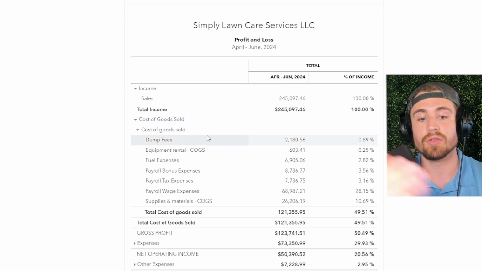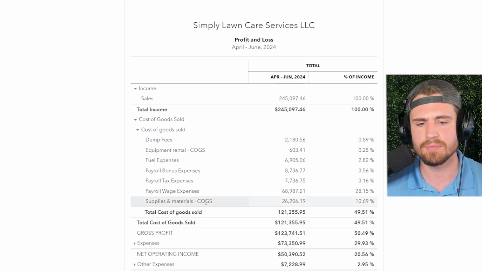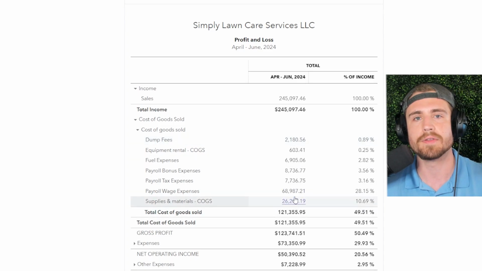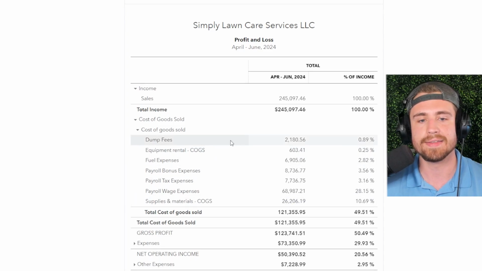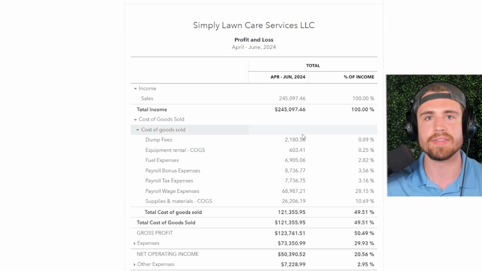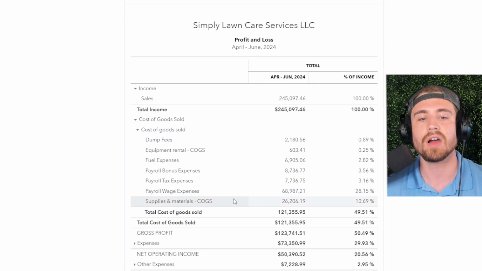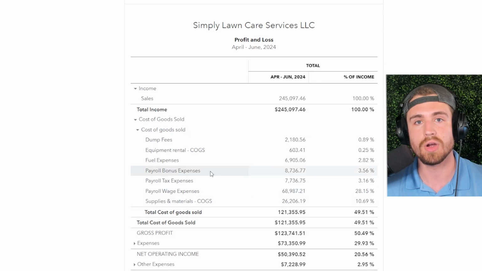And then same thing with dumping and supplies and material, right? You need to buy supplies for this job if you're laying down weed mesh. It's a requirement. You need to buy the mesh. And then same thing with dump fees. You have to dump it at the end of the job. These are all the things that are required to do the work, right?